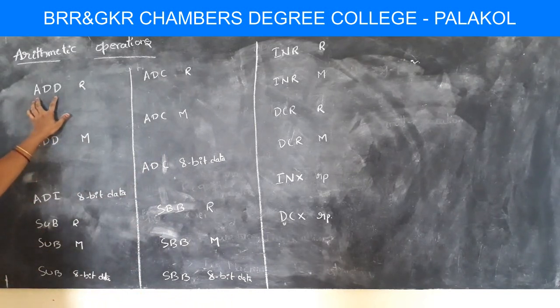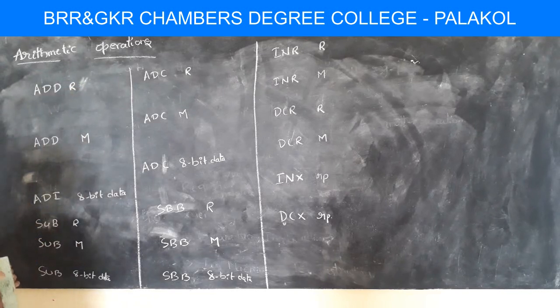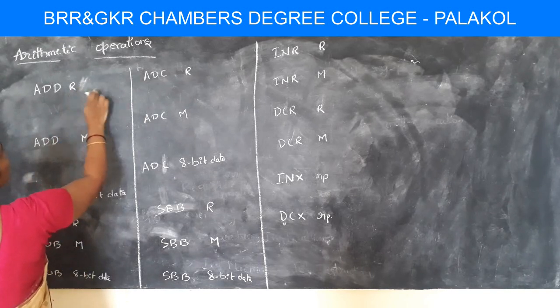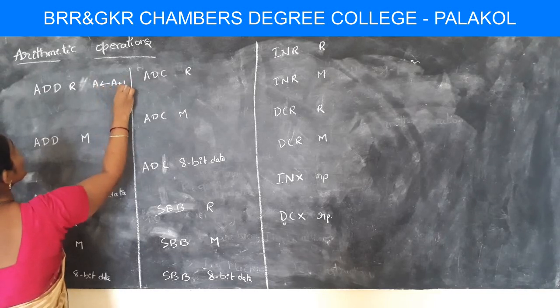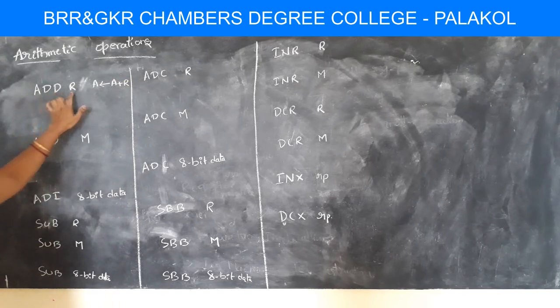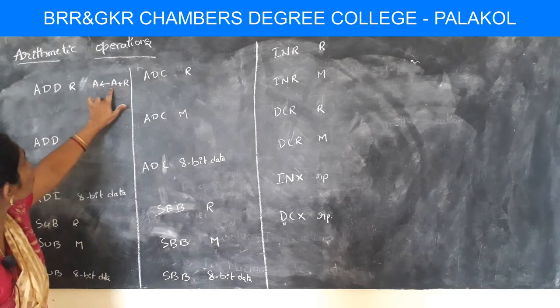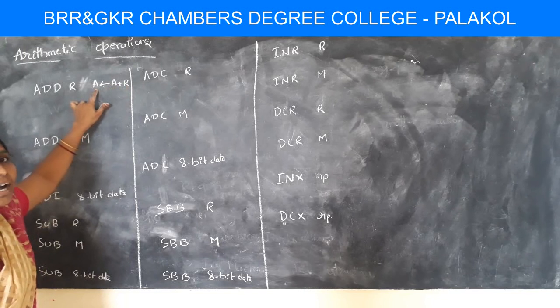So here this is ADD R. There is no need to mention the accumulator here, but directly it will add the register to the accumulator, and the result is stored in the accumulator. Therefore the operation of this instruction is A tends to A plus R. ADD is nothing but add register to the accumulator, and after adding the accumulator and register, the result is stored in the accumulator.